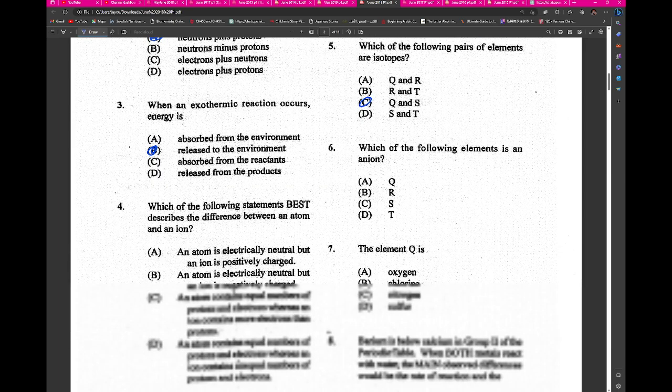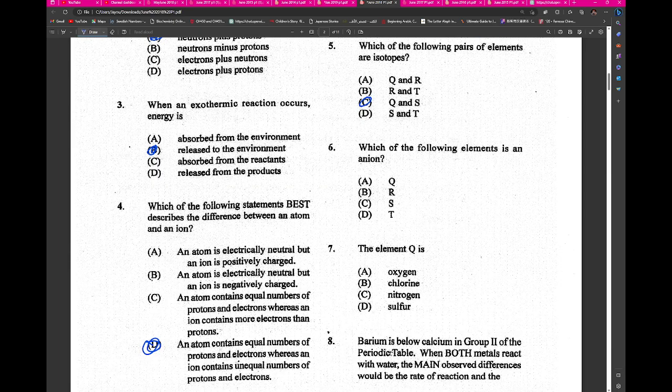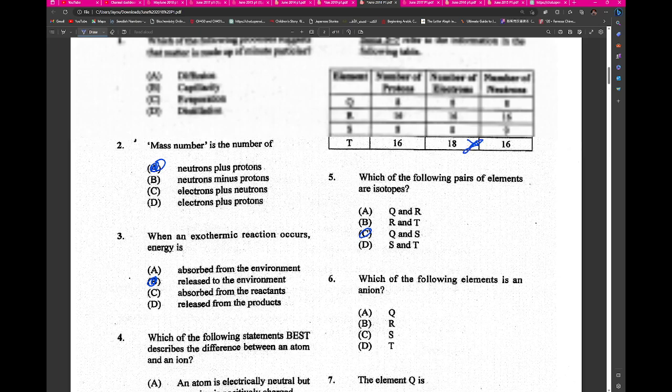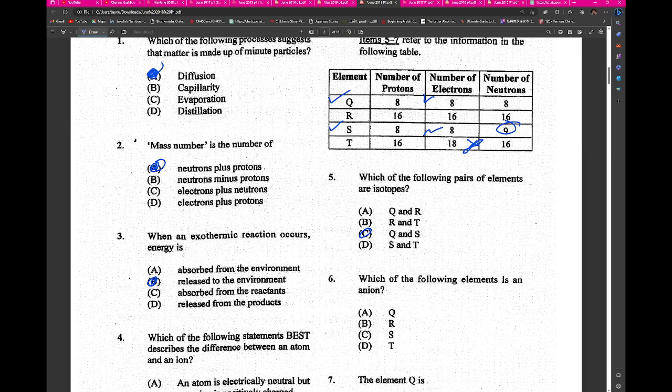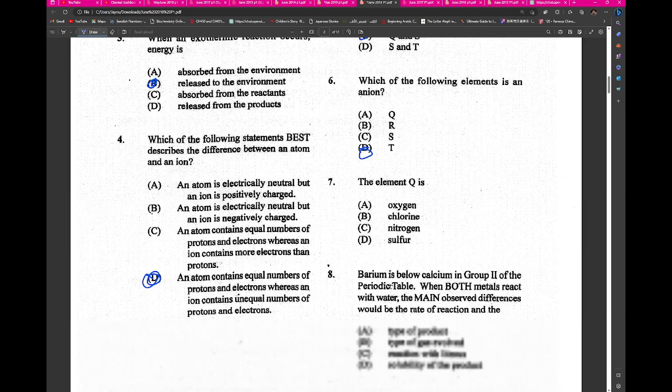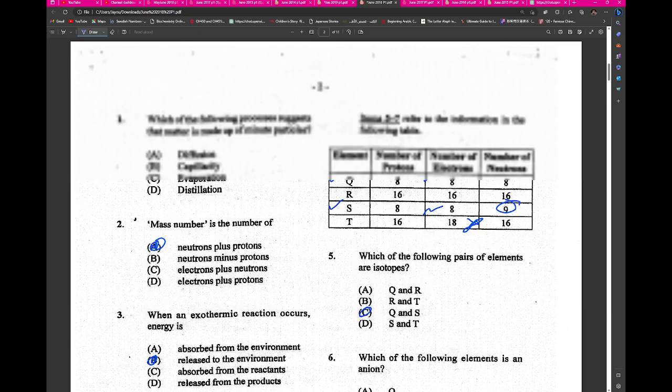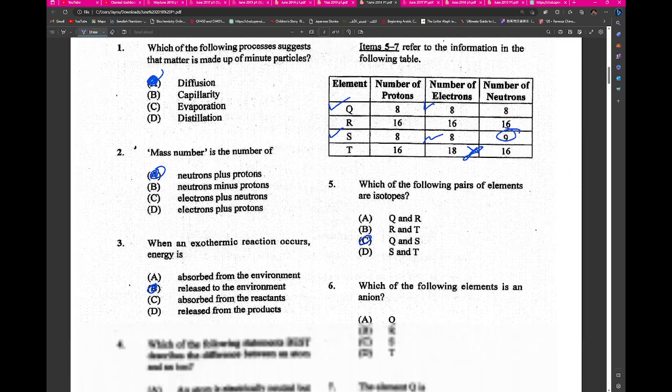Which of the following elements is an anion? Right? What would form an anion? So it would probably be T. Right? Element Q, what's element Q? It would be oxygen.